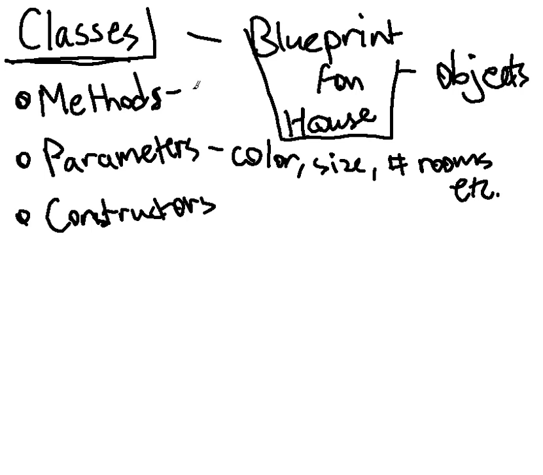Methods are things that you can do to the house, like build, destroy, and paint, and so on and so forth. Constructors is basically what the name implies. It's what you type to create it, and this is something that you guys already know how to do.